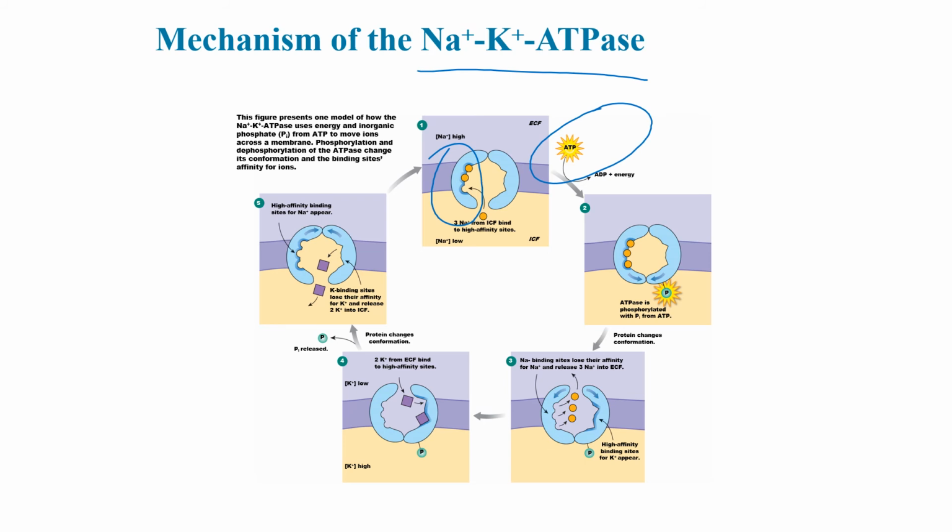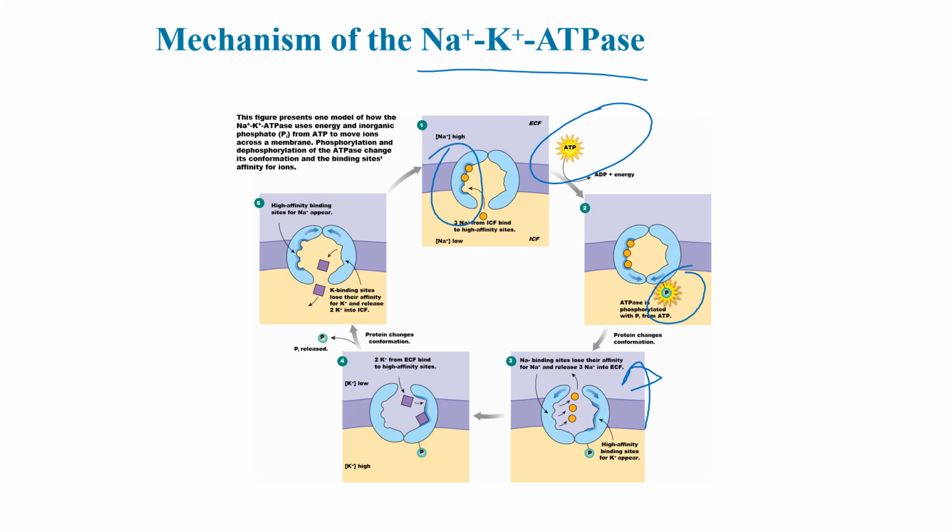That third phosphate binds to the carrier protein, and when that phosphate binds to the carrier protein, it is going to go through a conformational change. And it's going to go ahead and open to the other side, and it's going to allow the transport of these sodium ions outside of the cell. So it's going to move 3 sodium ions into the extracellular fluid.